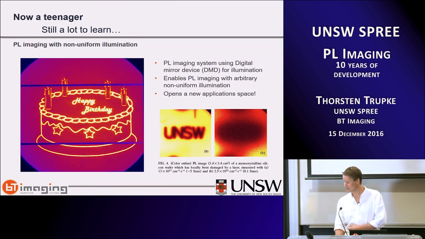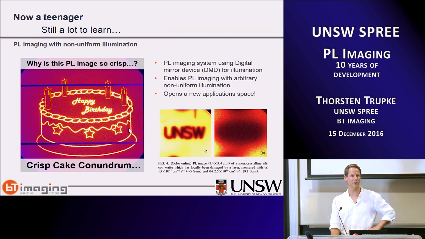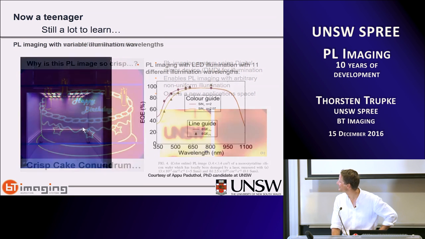So surprisingly, this does not happen in this image. This is measured at about 0.3 suns, and the contrast does not wash out at all. And it's an interesting question. So we call this the crisp cake conundrum, and I would encourage you to think about what could be causing this. It'll be interesting to see who can work it out. If you have listened to the presentation, you should be able to work it out.